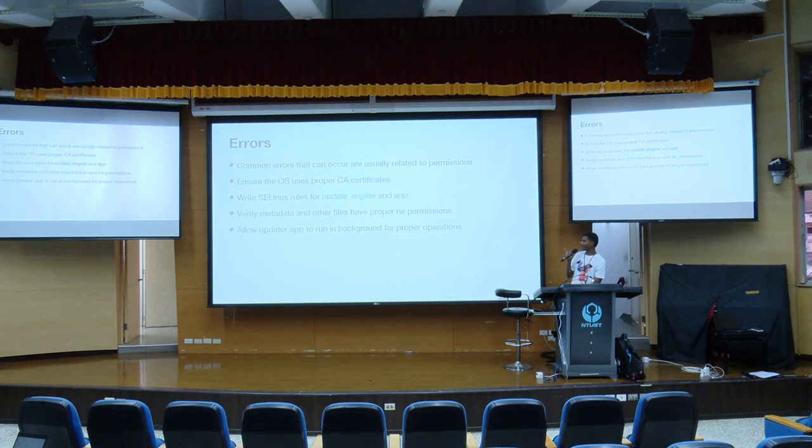Now, errors. I'm not going to talk about errors quite a lot because there can be tons of errors that can happen when you are developing an application. But the most common errors come from missing permissions. Ensure your server and your Android operating system actually use the proper certificates. If there's a certificate mismatch, update engine will fail to update the Android operating system. Then obviously there is SELinux, Android uses SELinux, so ensure that there are proper SELinux rules for update engine and your Android application. Obviously, verify that the files you are downloading have proper permissions. Then your updater application needs to run in the background, right? It needs to know what's going on. So there's also that. Other than that, nothing at all.